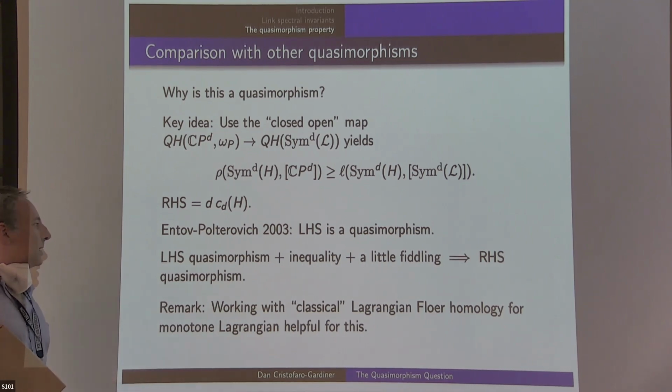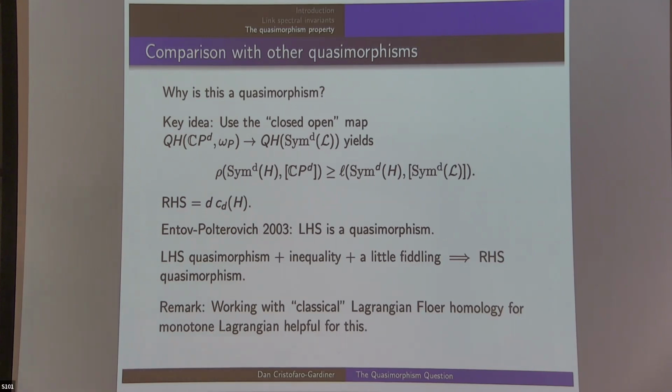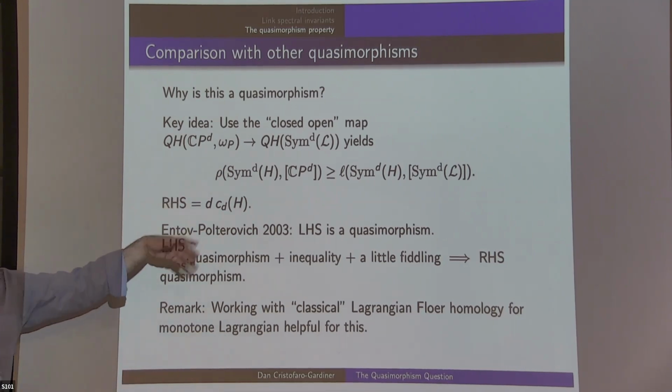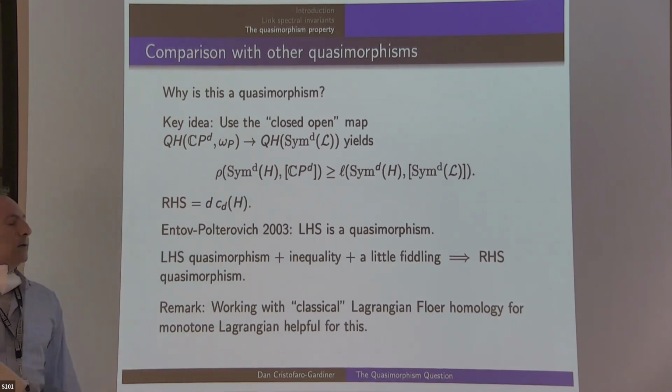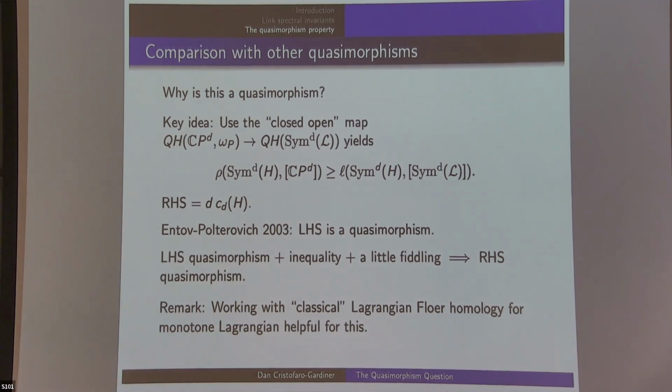My understanding is that if you work with the orbifold version, it's not so clear that you actually have a closed-open map like this. So that's how we show that it's a quasimorphism. The inequality follows from just the fact that the map maps this class to the other class, and it's action decreasing. That's right.